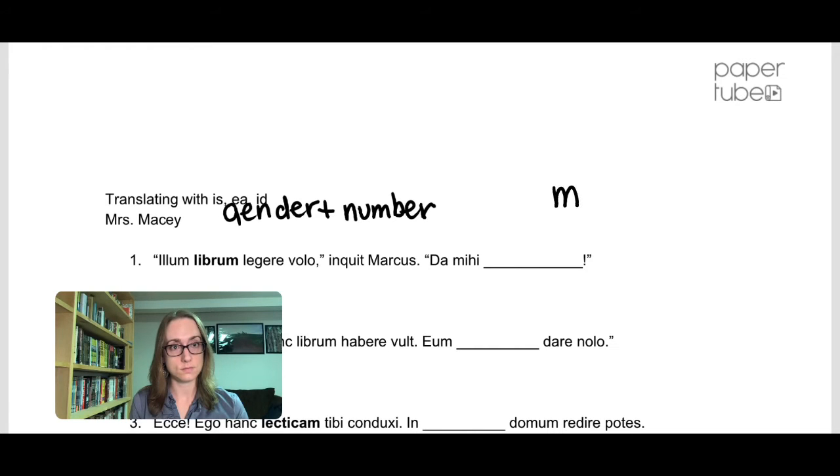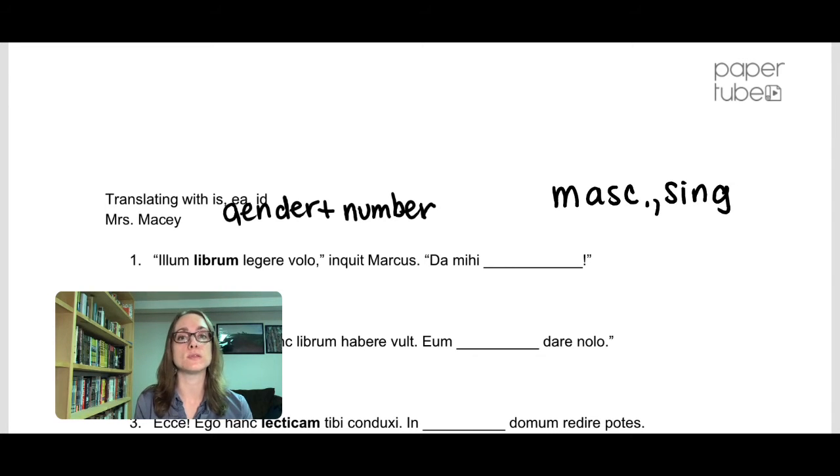So this has to be masculine and singular. But we also know that it has to agree in case with something, because there's G and C, gender, number, and case. It has to be the case of the sentence that it's in. So whatever makes sense in the last part where it says da mihi blank, that's where we put the case in. So it's masculine singular because librum is masculine singular.